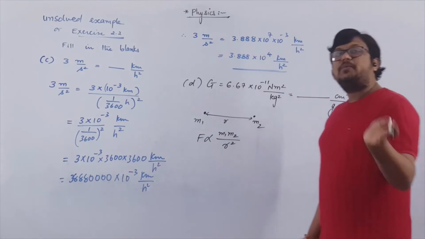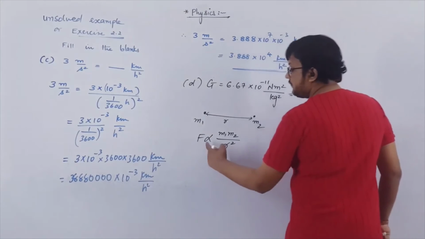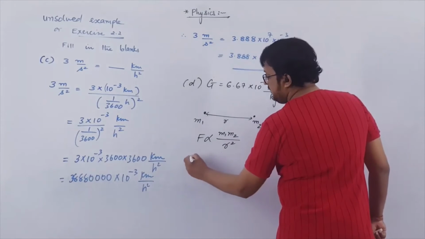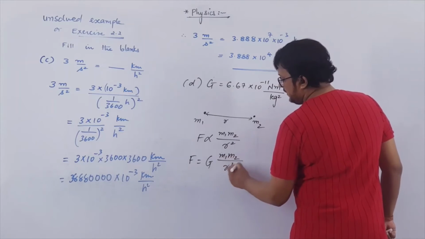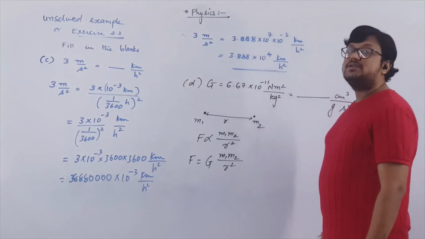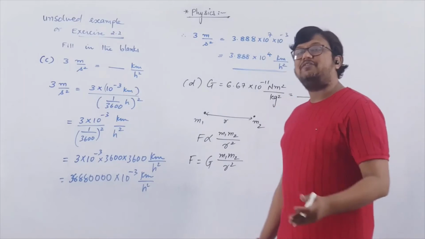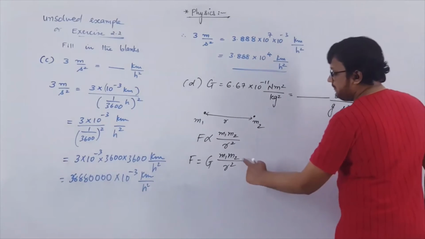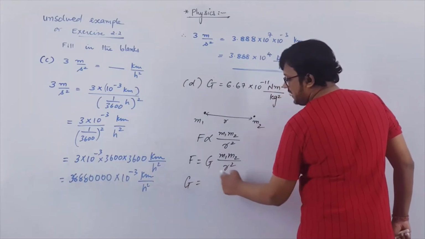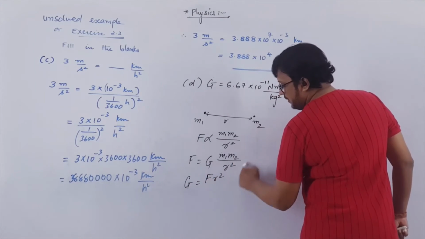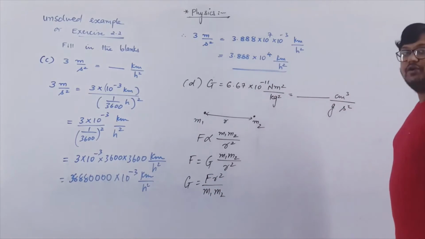So force is directly proportional to the product of their masses and inversely proportional to the square of the distance between them. If you remove the proportionality sign, you get F equal to G m1 m2 over r square, where G is known as the universal gravitational constant. Now if you make G the subject, we get G equal to F into r square upon m1 into m2.